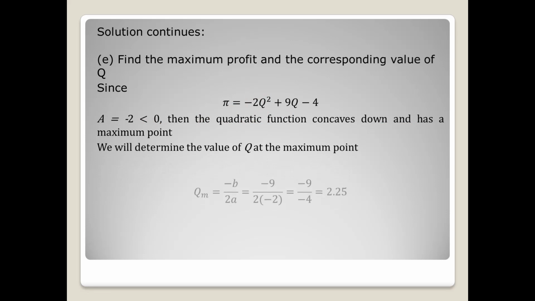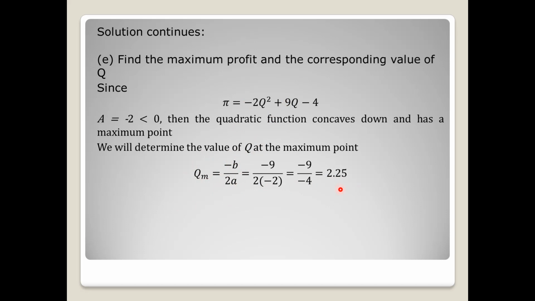To find it, we have to use the formula which we learned in the previous section. If you remember this formula, qm equals minus b over 2a. So substituting b by 9 and a by -2, we will get a value of qm that is 2.25. So this is the value of q at the maximum point.